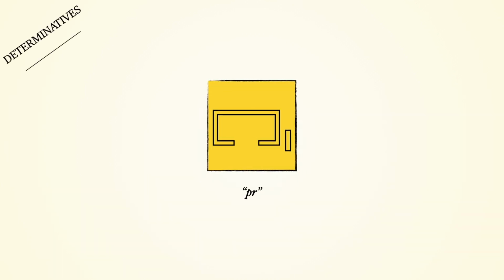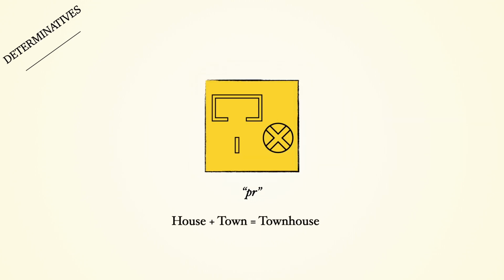On common glyphs, we have seen this one a few times. It is her, the ideogram for house. But where is this house? Is it just a random shack in the middle of nowhere? Of course not. Let's give it a determinative to show that this is a house in a town, a townhouse.